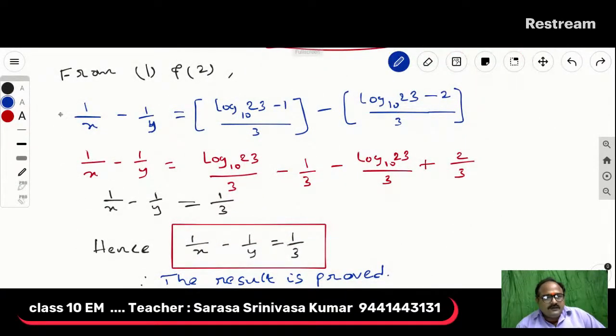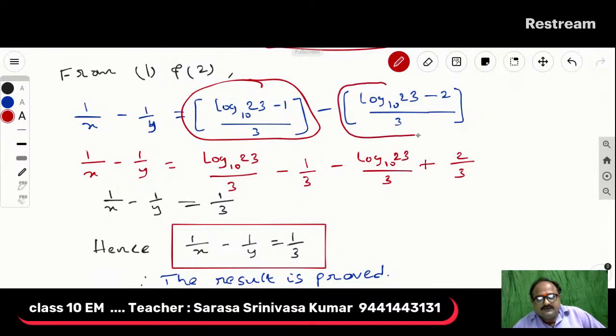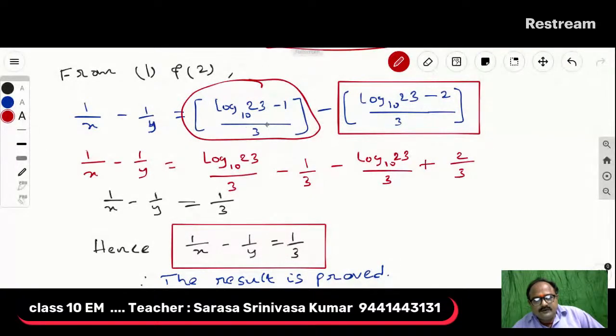From equation 1 and equation 2, we can write 1 by x minus 1 by y. In place of 1 by x, I have written its value, and in place of 1 by y, we have written its value. Now expanding this equation, we get log 23 base 10 upon 3 minus 1 by 3 minus log 23 base 10 over 3 plus 2 by 3. Simplifying this, we get 1 by x minus 1 by y equal to 1 by 3.